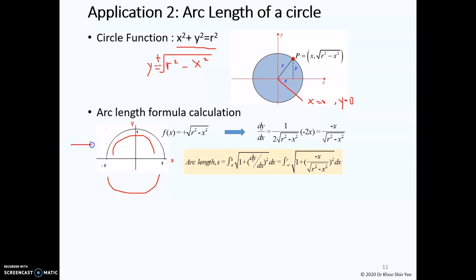So let us consider the upper part only. Therefore, we only consider the positive function here. Since y is equal to the f(x) function here, you can differentiate it to obtain dy over dx. So you have a power of 1 over 2 here. After you differentiate, you need to multiply with 1 over 2, and then the power here will need to minus 1, which gives you negative 1 over 2. Therefore, you obtain this component.